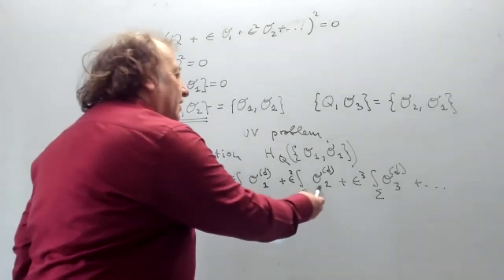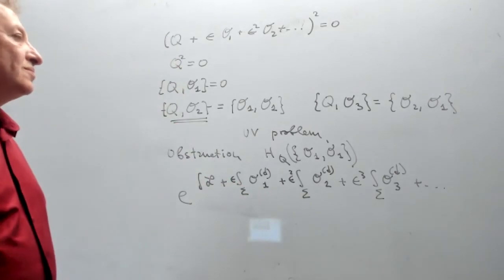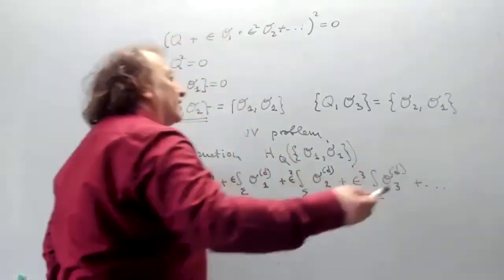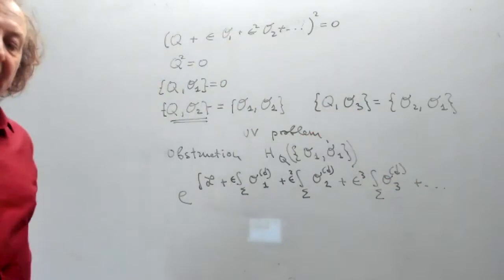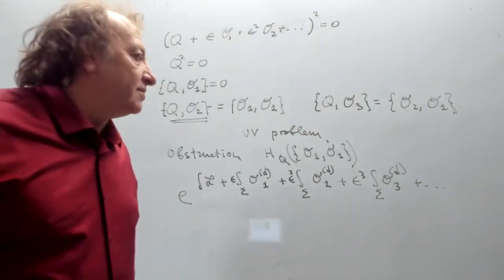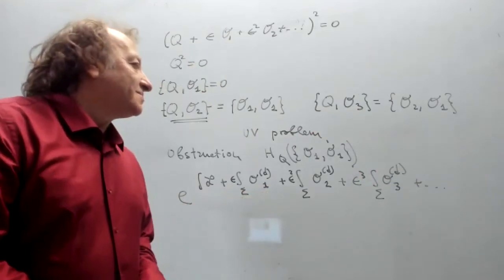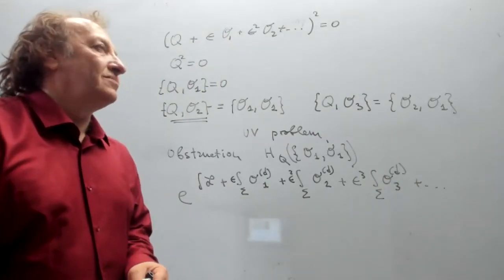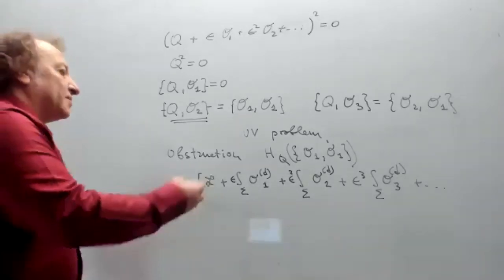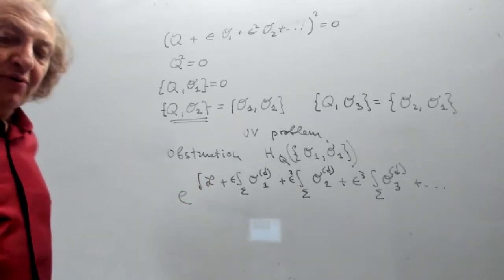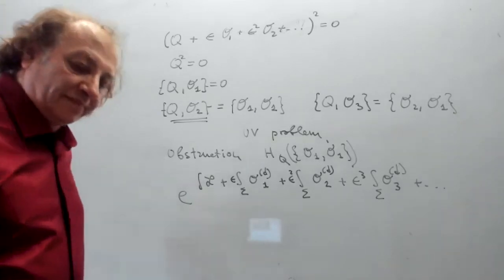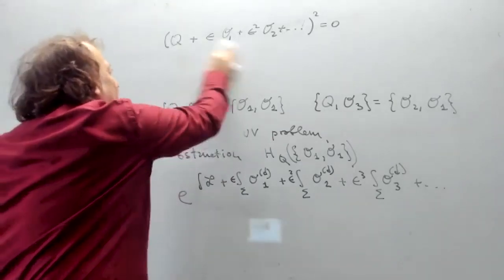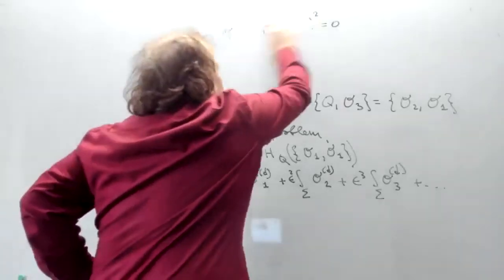You may ask how to find this O2. And it's an interesting story because to find O2, O3, etc., you need to use homotopy. But today my time is limited and we will discuss it later. I would like to show you another problem. So this is the ultraviolet problem. And now I'd like to show you the infrared problem. Of course, it's not a problem. It's infrared phenomena.